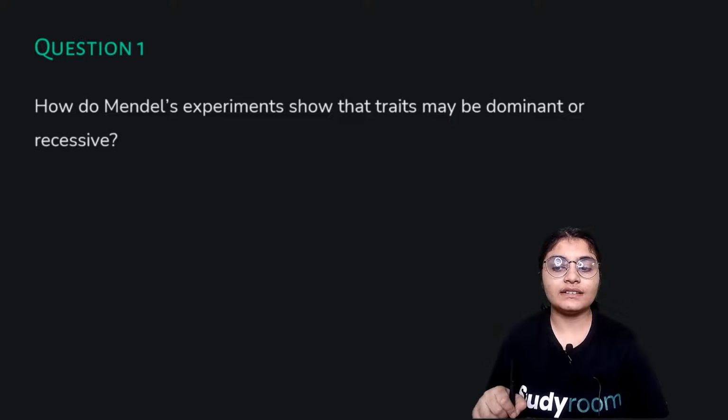And the characteristics that did not appear were known as recessive. The dominant character that appeared in the first generation was tall, and that means that it was a dominant character. And the character that did not appear in the first generation, that is recessive, which is the dwarfness of the plant, and hence dwarfness can be termed as the recessive character, right?